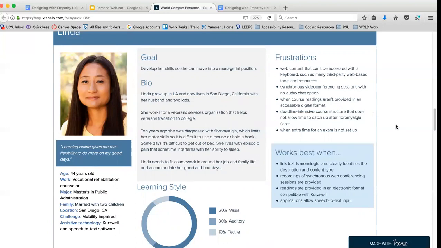So she has episodic pain that sometimes interferes with her ability to sleep. So she might have good or bad days where it's more or less likely that she'll be able to actually get online and do some of her coursework.